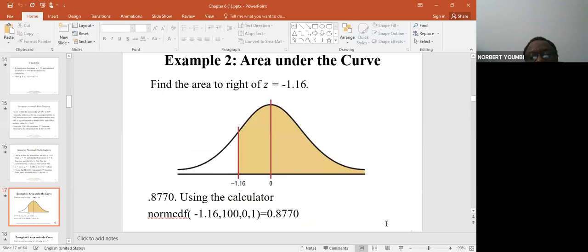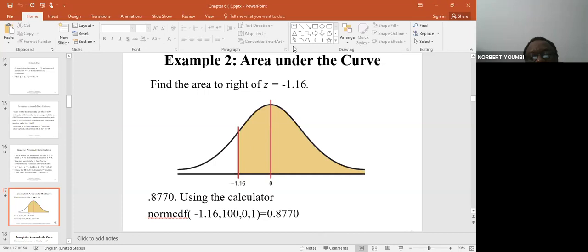So in several homework questions, you will be asked this type of problem. Find the area to the right of z equal to negative 1.16. You can use your calculator, taking negative 1.6 as the lower value and maybe 1000 as the upper value to get the answer. But you can also find the area to the left of negative 1.16 and subtract it from 1, which is what I will do.